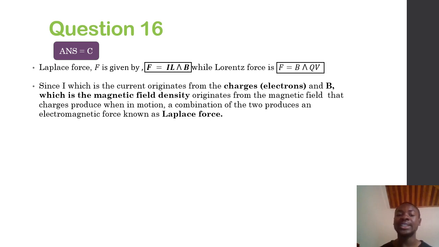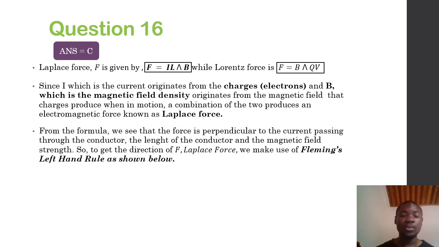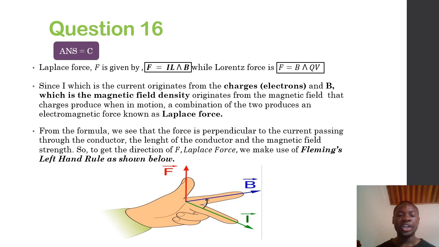So Laplace force is an electromagnetic force, and from the formula F equals IL cross B, we see that the force is perpendicular to the current passing through the conductor, the length of the conductor, and the magnetic field strength. So to get the direction of the Laplace force, we make use of Fleming's left hand rule as shown below. The thumb indicates the direction of the force, the first finger the direction of the magnetic field density, and the second finger the direction of the current.